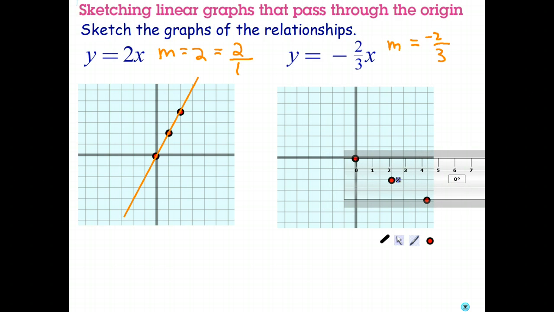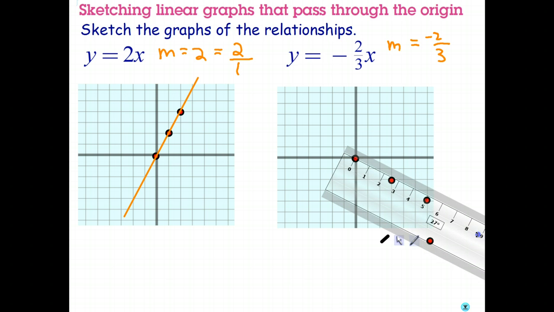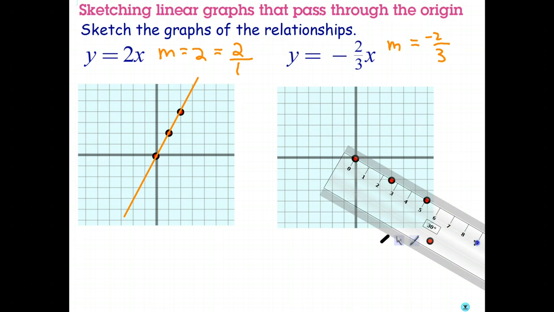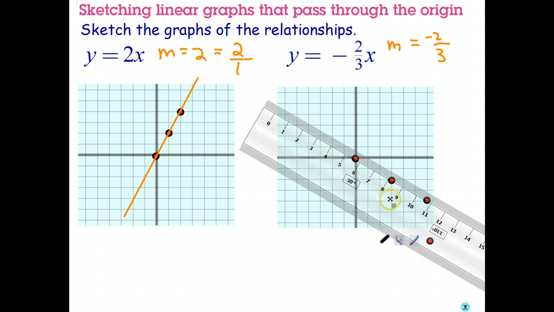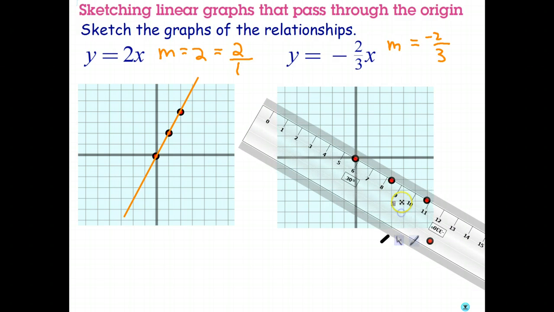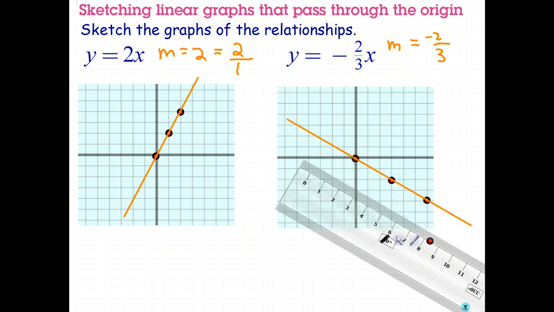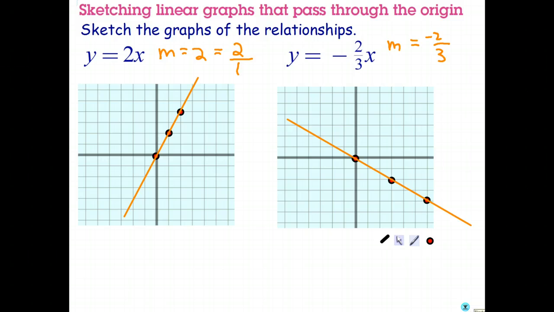Put the 0 point on the, gotta grab it from there. There we go, that's a bit better. And put that through the point. That's pretty close to what I want. Slide the ruler and rule it up like so. Okay, and there's the line or the graph of the equation y equals negative 2/3 x.